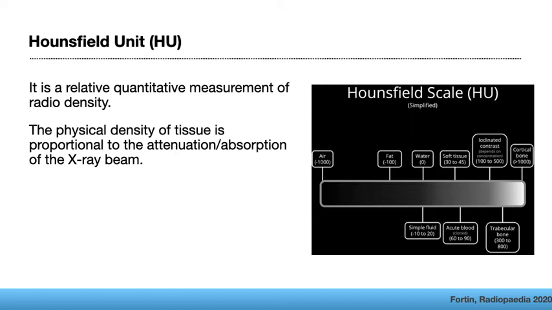At first, we have to understand what the Hounsfield unit means. Hounsfield unit is a relative quantitative measurement of radiodensity of tissues. The physical density of any tissue is proportional to the attenuation or absorption of the X-ray beam. And when we look at the Hounsfield scale, we will figure out that cortical bone absorbs most of the X-ray beam and shows the highest attenuation value of more than 1000 Hounsfield units. In contrast to air, which absorbs almost nothing of the X-ray beam and shows the lowest attenuation value of less than negative 1000 Hounsfield units. Water was arbitrarily given the value of 0, with fat density being less than water and soft tissue being more than water.